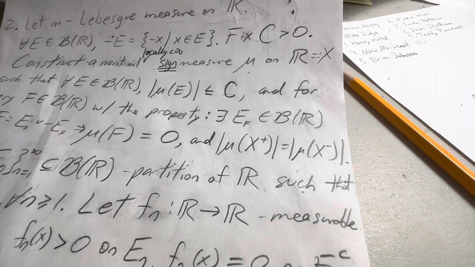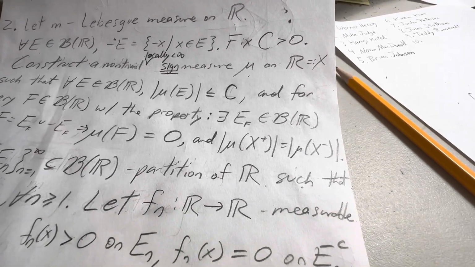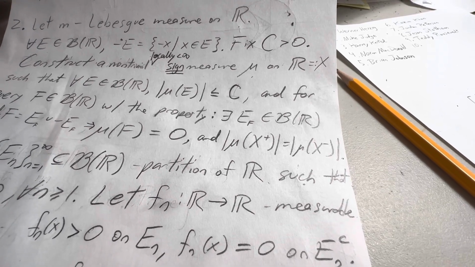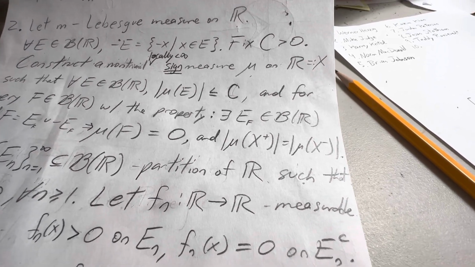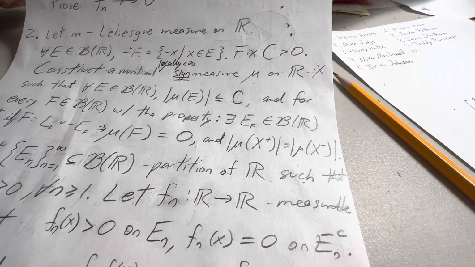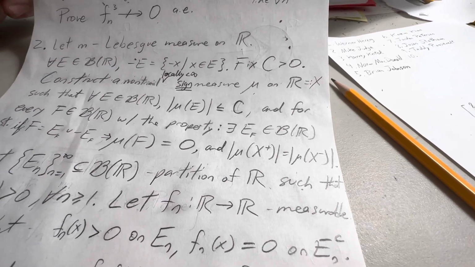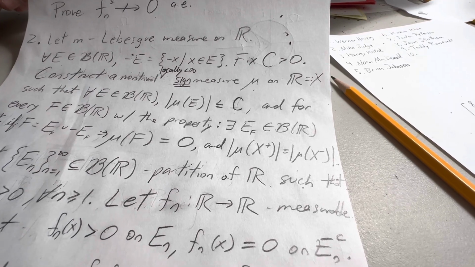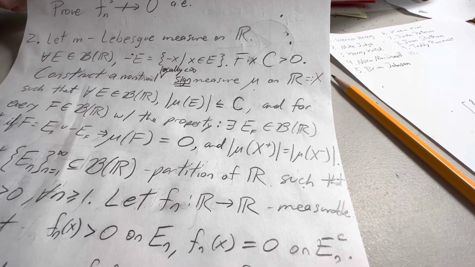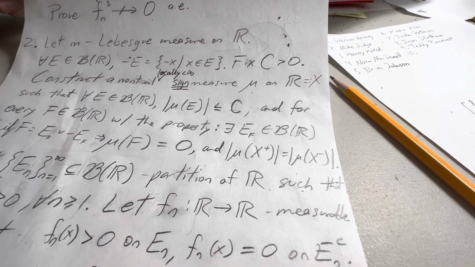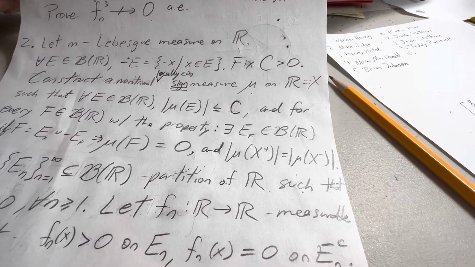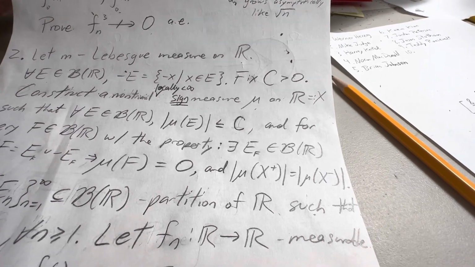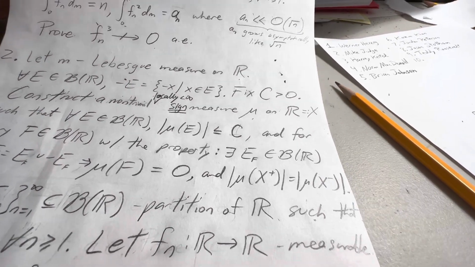I also make the assumption that the mu measure of X plus is equal to the mu measure of X minus, where X plus is the set of all sets of... Wait a minute, what am I trying to say? It's the subset of R such that the mu measure of subsets of X plus are positive, and X minus for sets of negative measure is what I'm trying to say.